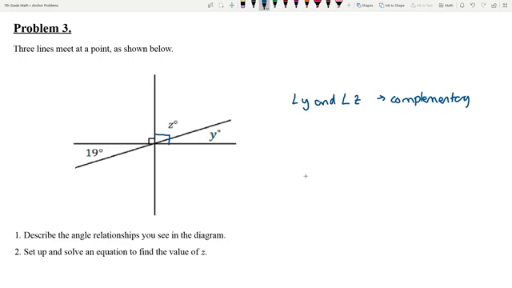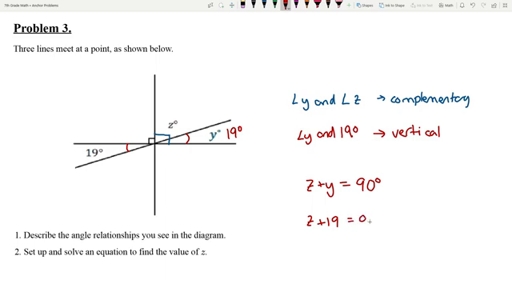I also then see that angle Y and angle 19, those are vertical, so that way they're going to be equal. Well, if they're going to be equal, that means Y is also 19 degrees. And so to set up and solve an equation, since Y and Z are complementary, I can say that Z plus Y equals 90 degrees. But then also, since Y is 19, Z plus 19 equals 90 degrees.